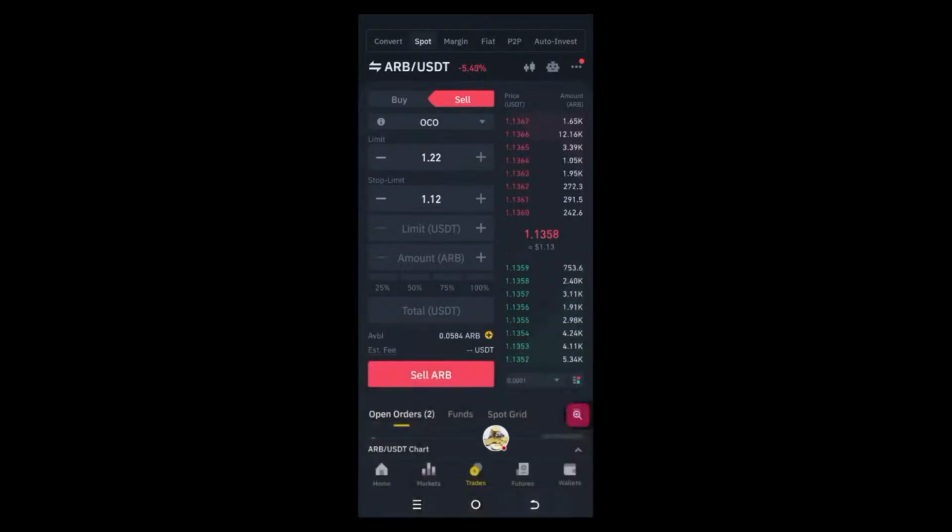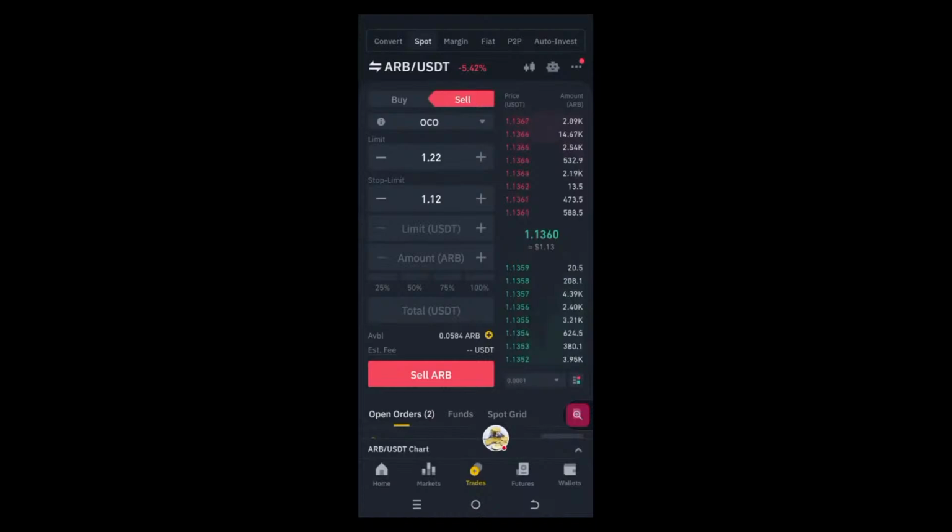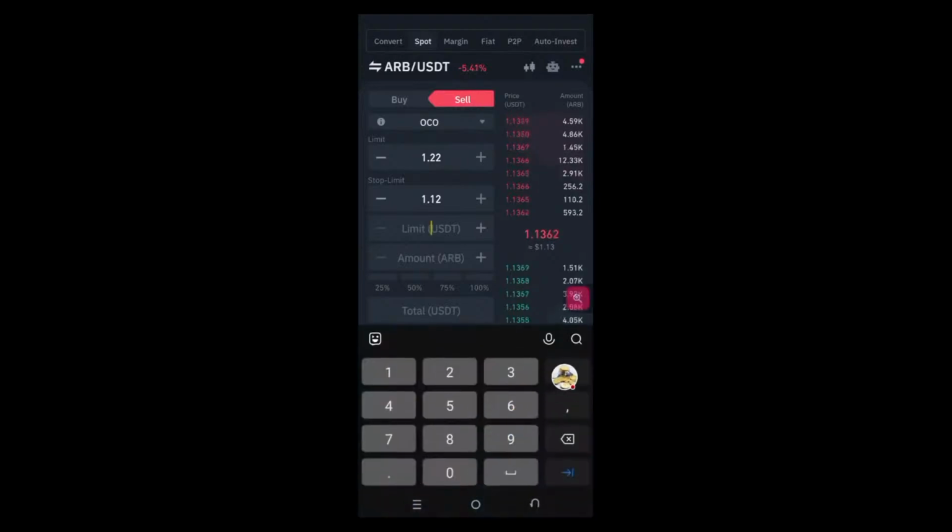A lot of people are saying, why don't you just put stop loss? Why don't you just put the take profit? This is OCO. OCO means one cancels the other, right? One cancels the other. Try and understand that. So you're going to put all of this, your limit price and all of those things. The price is currently that, and you put your limit price here. Maybe you want it to be 1.23, right?